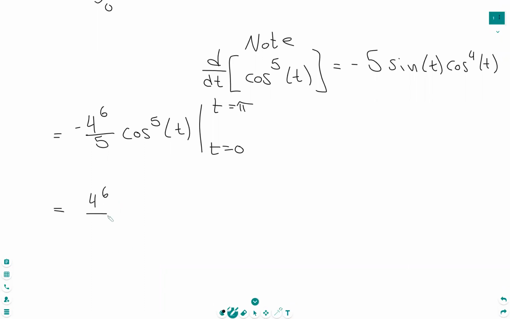This is 4 to the 6th over 5 plus 4 to the 6th over 5, or 2 of them. This ends up being 8,902 over 5. So that was our first line integral.